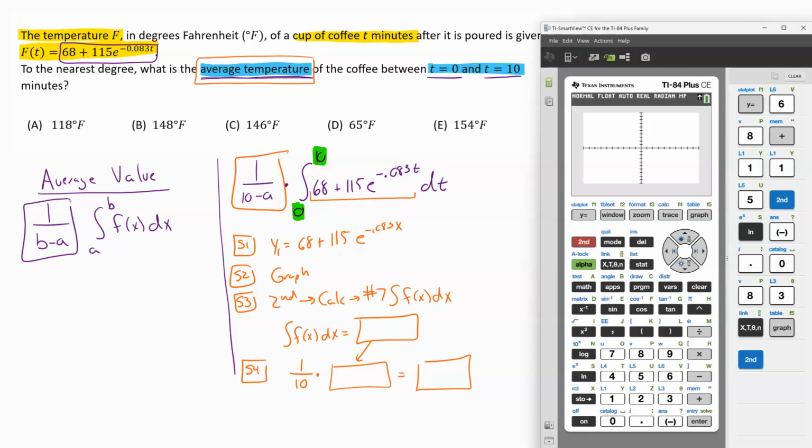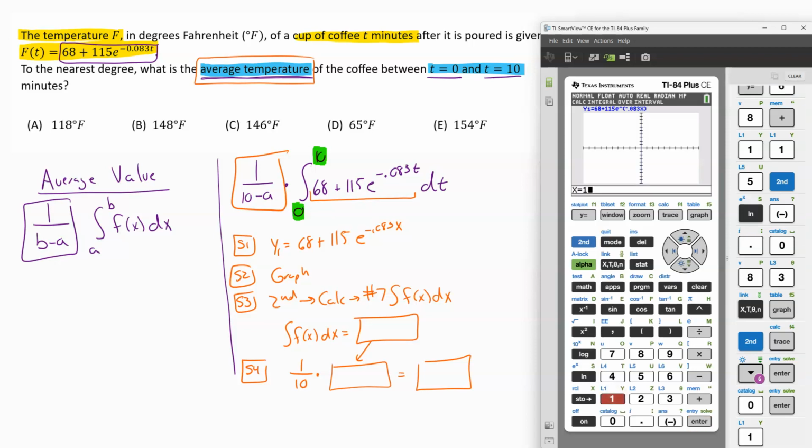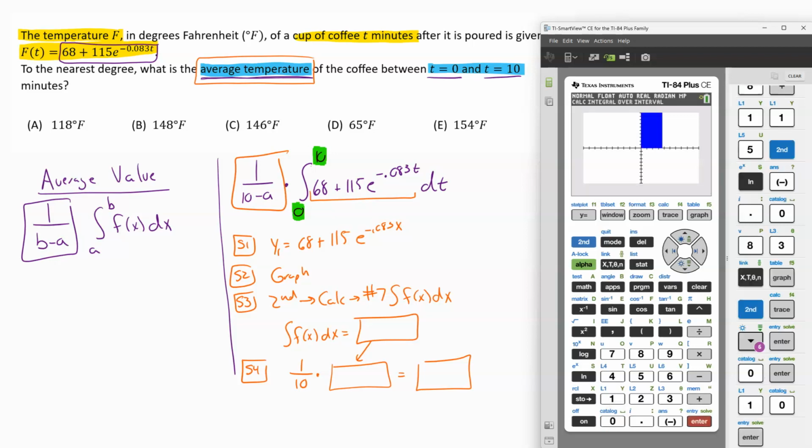I hit second, calc, and then inside the calc menu, I'm going to choose that number 7 option, integral of f of x dx. I hit enter on that. At the bottom of the screen, it's going to ask me 2 questions. First, it wants to know the lower limit. So our lower limit on this would be 0. So I type in 0 and hit enter. It's then going to want me to tell it what the upper limit is. Well, the upper limit on this one is our upper bound, which would be 10. So I type in 10 and hit enter.